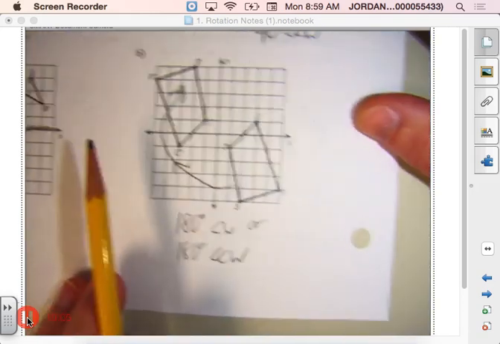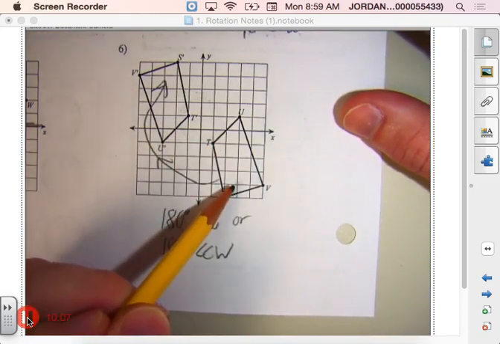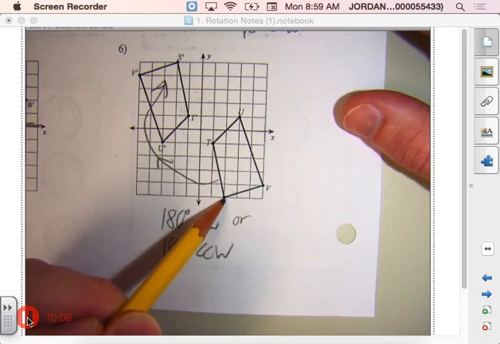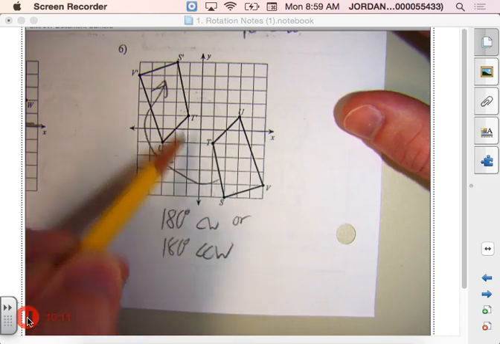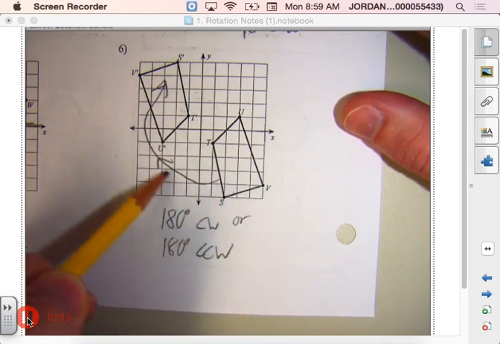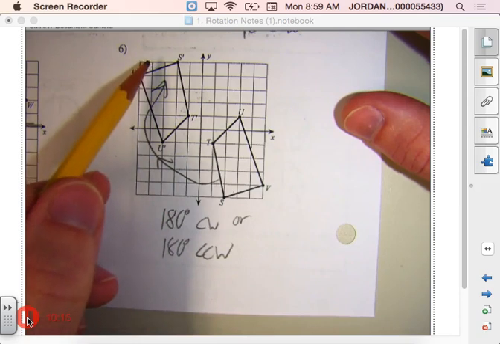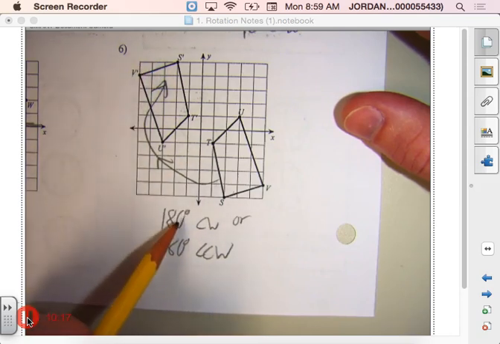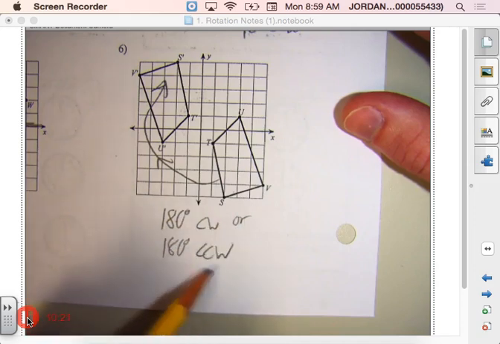All right, so then number 6, if we start with this shape with no primes, say we start with S, where's S prime? It's up here. So that's over 2 quadrants. Since it's 2 quadrants, that's 180 degrees. And with 180, you can say either 180 degrees clockwise or 180 degrees counterclockwise.